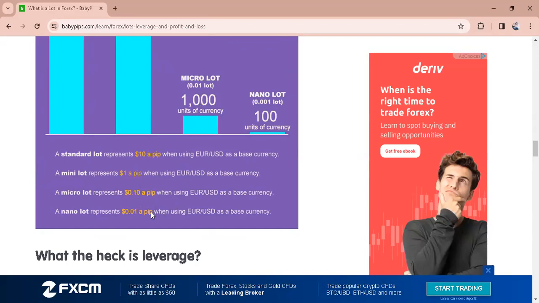And they have even gone to educate you where if you use a standard lot, which is one lot, one pip is your broker charge you $10. Now a mini lot represents what? $1 a pip. That means if the market moves, and I'm going to teach you how to calculate pips much later. So a micro lot represents 0.10 a pip. So let me show you something before I think we can go to your MT5.